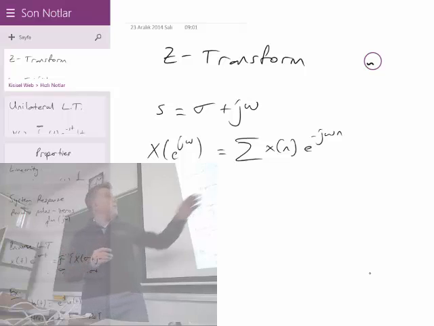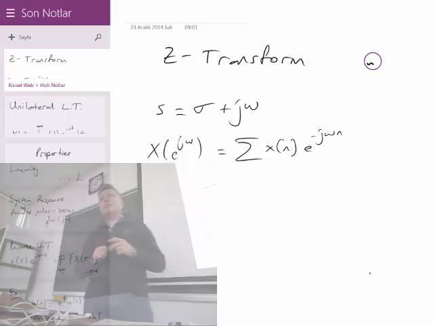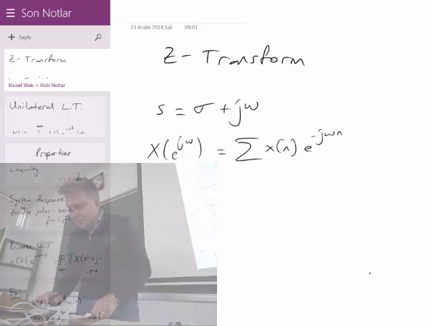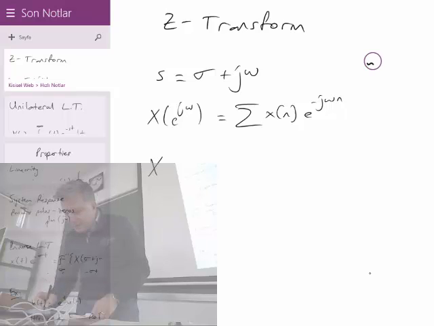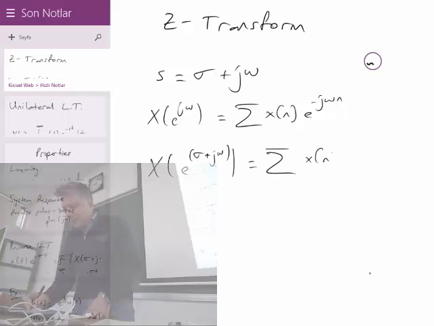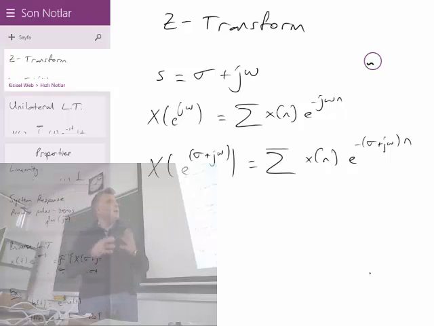Okay. Now, what we're going to do is we will augment the j omega variable over there, e to the j omega n, in that variable, with sigma plus j omega again. So the context is quite similar. It's not very much different. We'll say something like this: x of e to the sigma plus j omega, or you may think of it like e to the s expression, and that will be equal to x of n e to the minus sigma plus j omega n. So this will be our new notation.